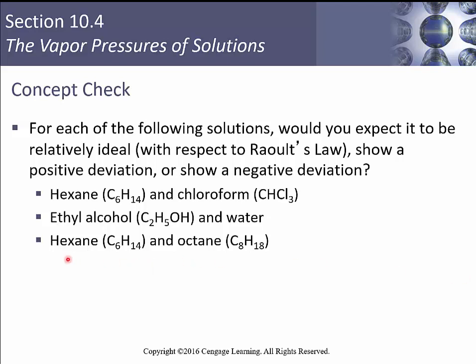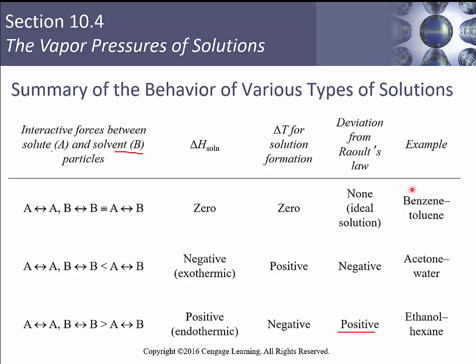What about hexane and octane? Pause. Think about it. Okay, we've got London forces for the hexane, London forces for the octane. This is very much like this benzene toluene case. It's going to be pretty close to ideal.